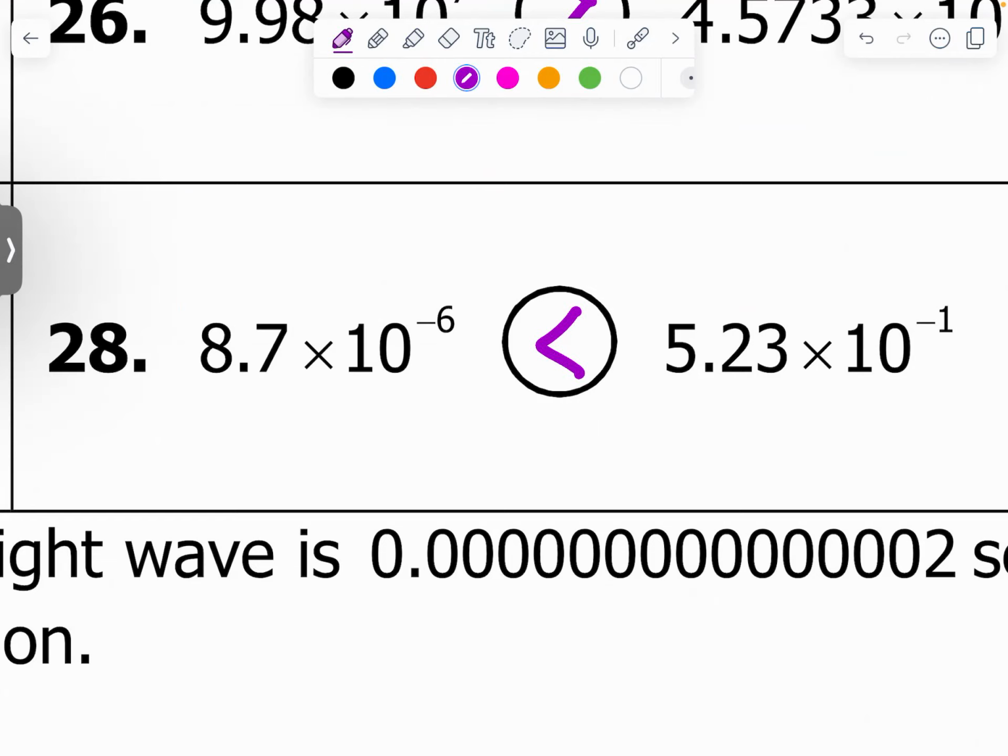So you're taking it like this and you're writing it in scientific notation. So this one, you're gonna move it this one.